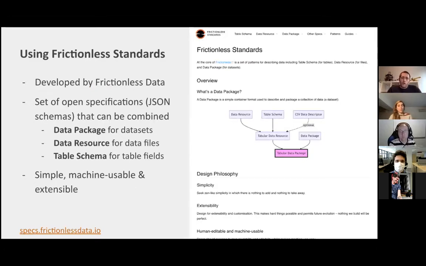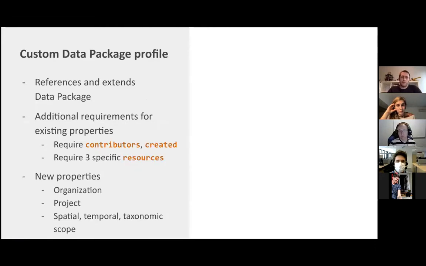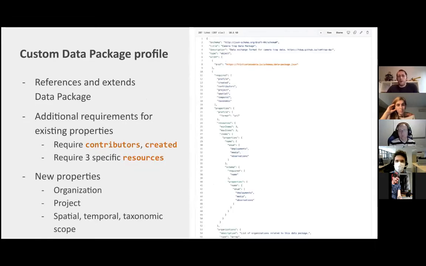So we are using Frictionless Standards for this, which is something rather new for biodiversity information. And the ones that we are using are data package, obviously, for datasets, the data resource, which describes the data files, and then table schema to define the fields in those CSV files. And what we really like is that it's a simple way of describing data. It's machine usable and also extendable, which is exactly what we're doing with Camtrap DP. So we have developed our own custom data package profile.